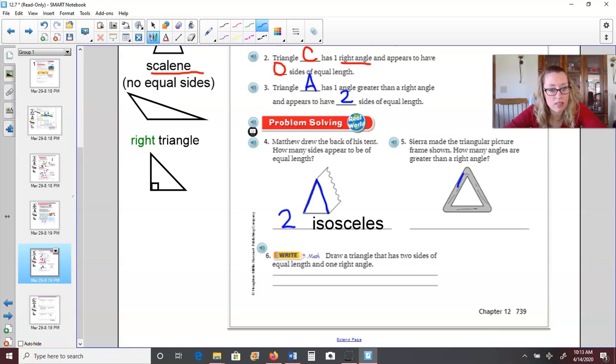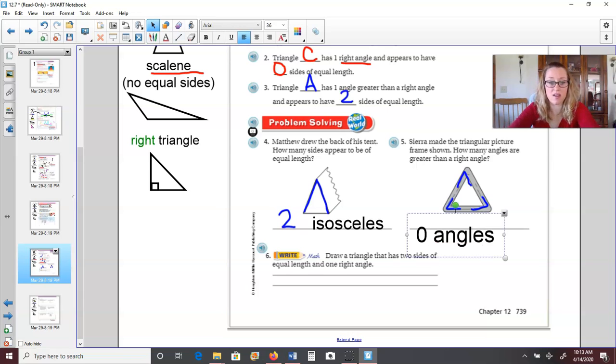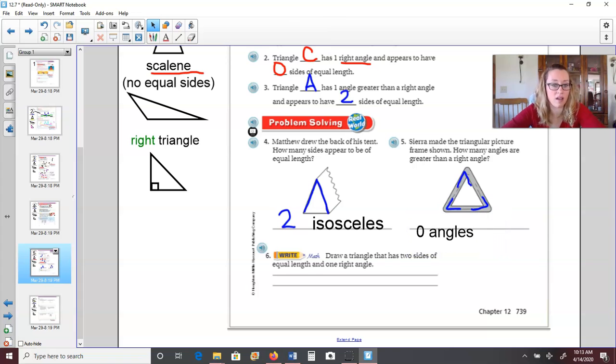So if we look at these angles here, it wasn't a very good trace job. Are any of those greater? None of them. So 0 angles are greater than a right angle. In fact, all of them are acute. So this would be an acute triangle.